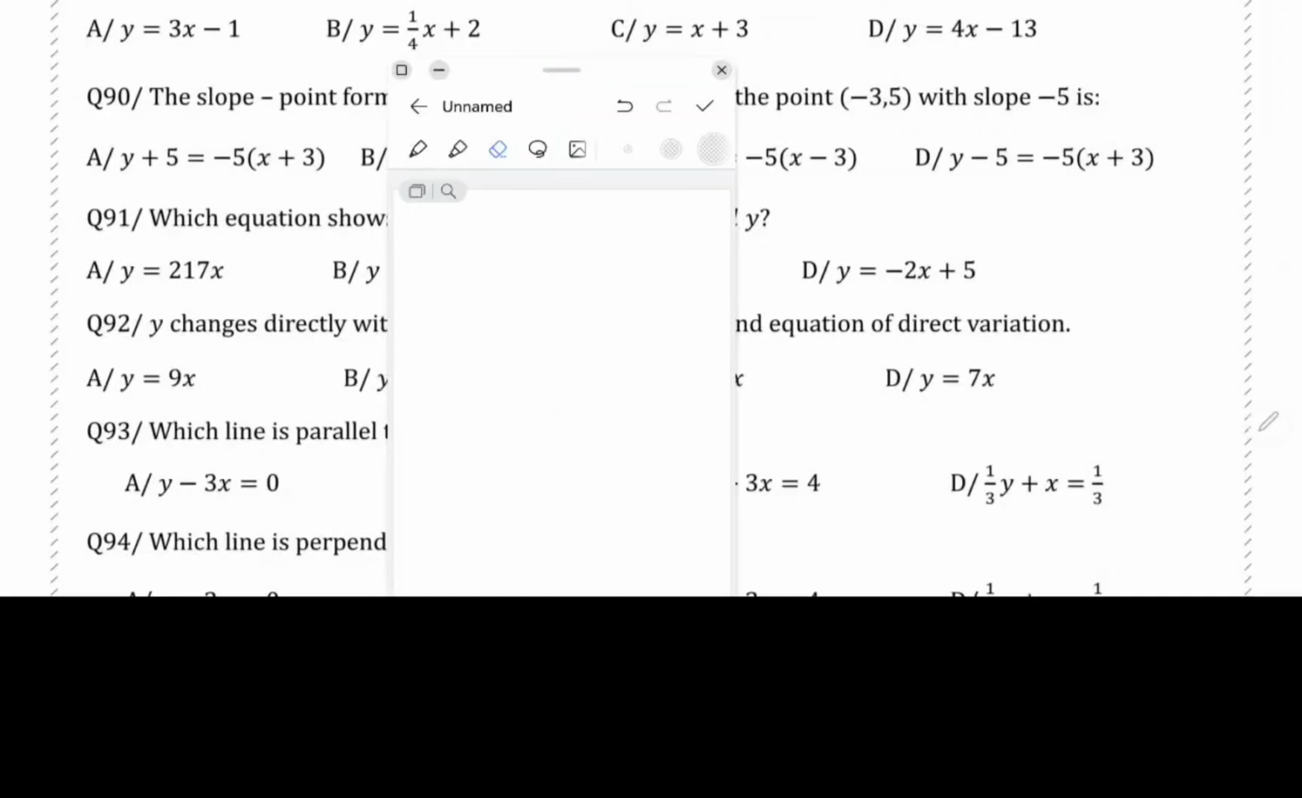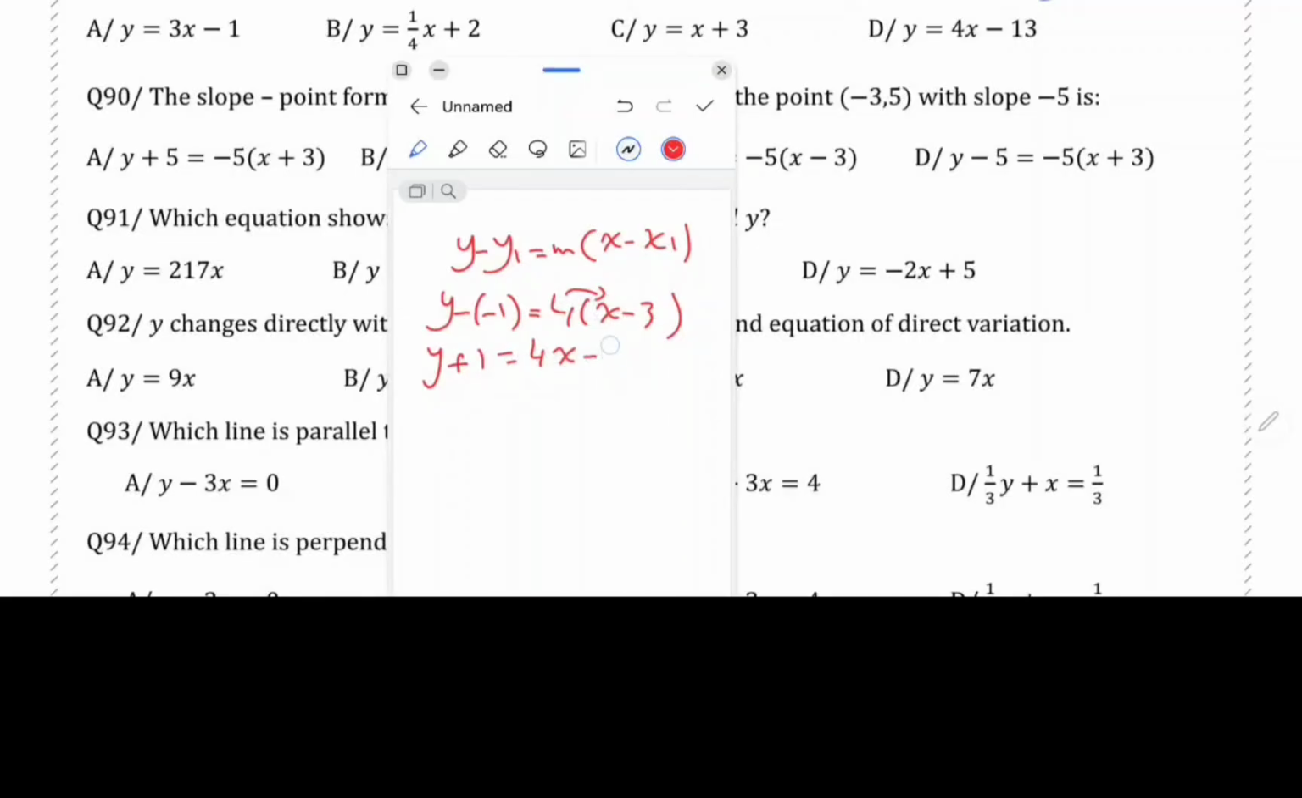Question 89. What's the equation of a line which passes through the point 3, -1 and with slope 4? Let's see. The point is 3 and -1 and slope is equal to 4. What's the rule? Y minus y1 is equal to m times x minus x1. Y1 is equal to -1. M is equal to 4. X1 equals 3.